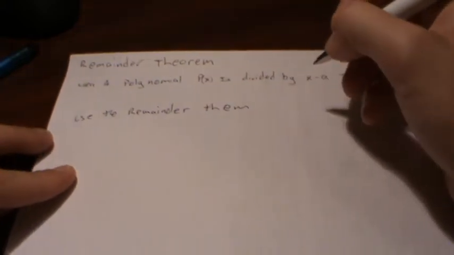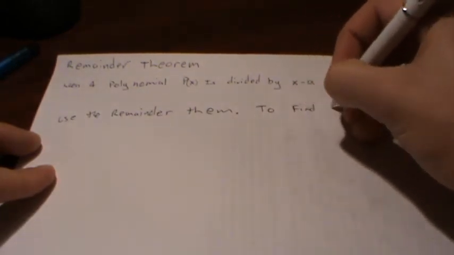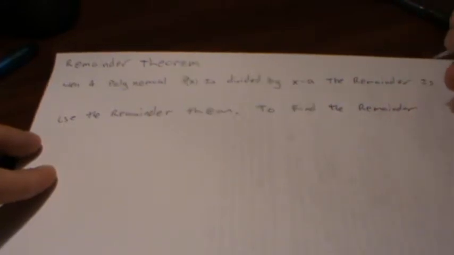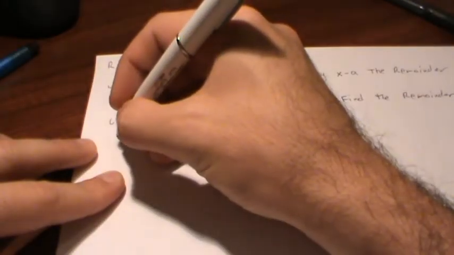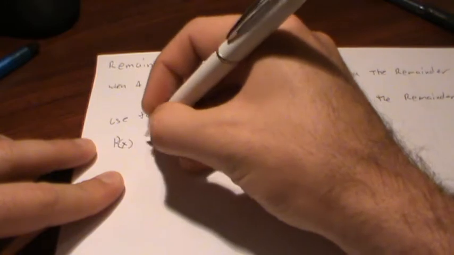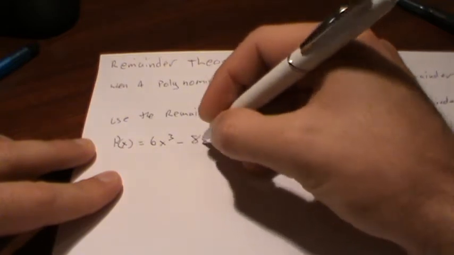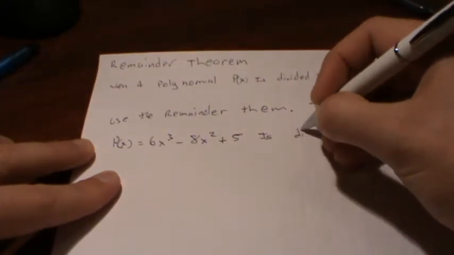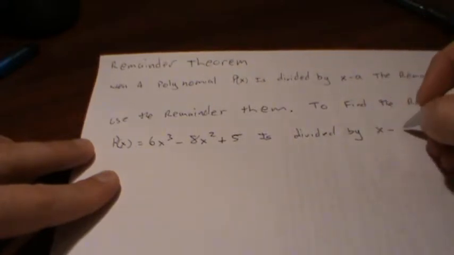We'll just start abbreviating. To find the remainder when the polynomial 6x to the third minus 8x squared plus 5 is divided by x minus 3.